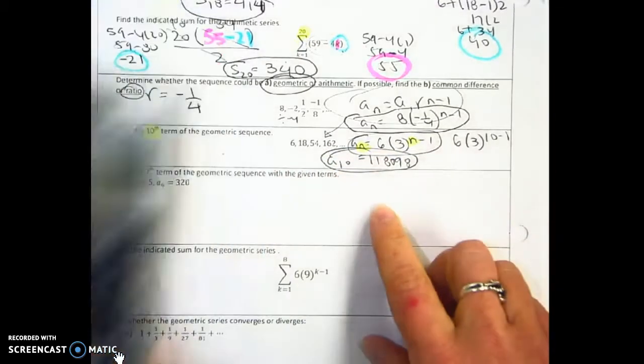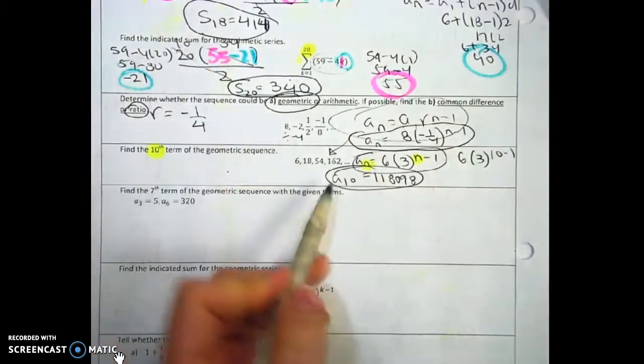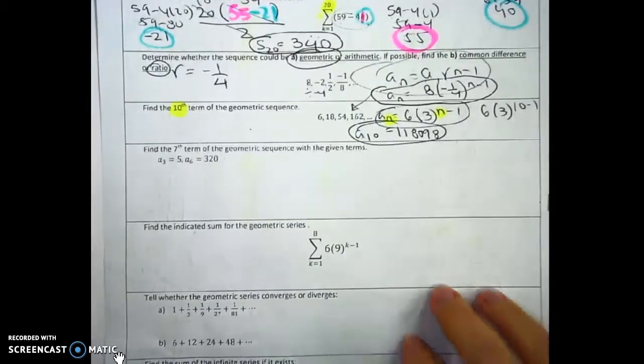Okay, so be clear about that. When I'm saying the sum, you're going to put an S, but when I'm asking for the actual 10th term, you're just putting an A. All right, find the 7th term of the geometric sequence.